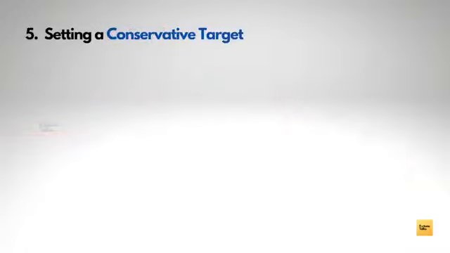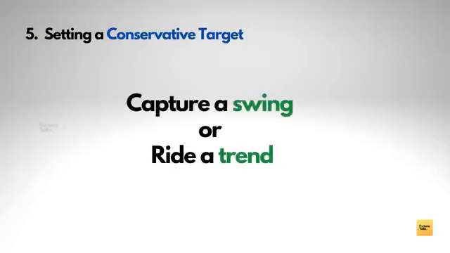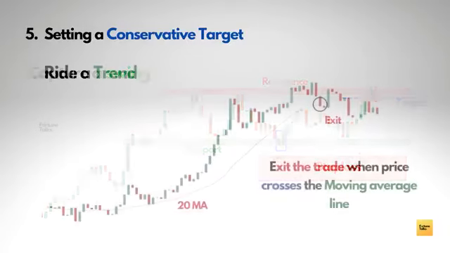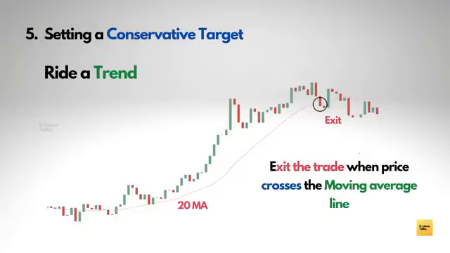And the final point to consider is to set a conservative profit target. Your exits depend on your goals. So what do you want to accomplish? Either you can capture a swing or ride a trend. If you want to capture a swing, then you can exit the trades before the opposing pressure comes in. For example, if you are long in the market, then you want to exit your trade before the next resistance level or the swing high where the sellers can come in. On the other hand, if you want to ride a trend, then you can trail your stop loss as the market moves in your favor. For example, you can trail your stop loss using a 20 moving average.